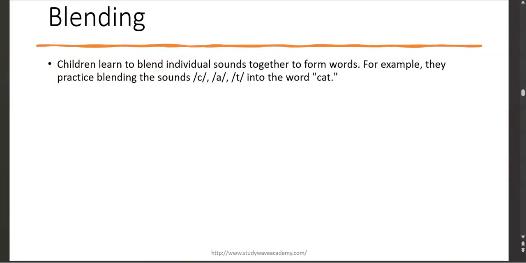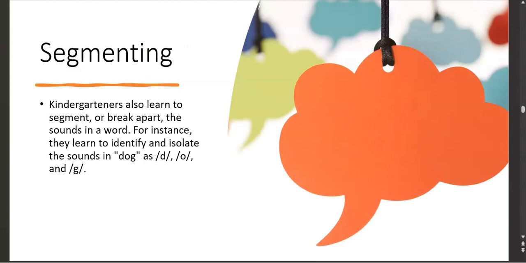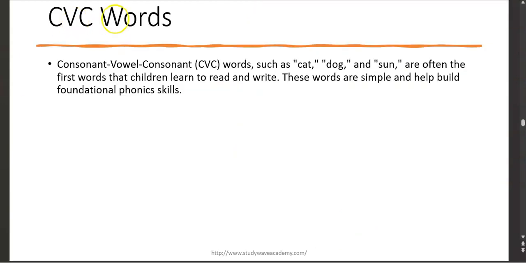After this, we looked at what blending is. We understood what blending is. We gave examples and even tried to pronounce and understand more on what blending is. We moved on to segmenting, whereby we understood the meaning of segmenting and even examples on how to segment words. So right now our main focus is going to be on CVC words.